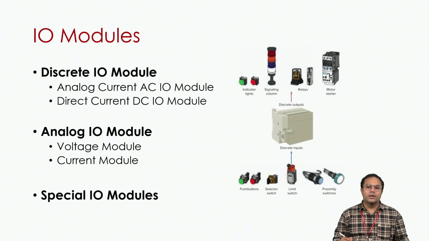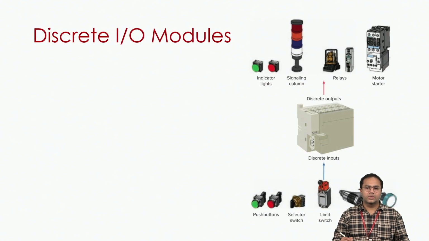First, we will see the discrete IO modules. Here you can see in this picture all these inputs, for example the indicator, and here in the bottom, the push buttons. The property of the push buttons is just whether we can switch on or switch off, and similarly the selector switch, the limit switch or the proximity sensors. All these sensors, all these field devices will give you the output in the form of high or low.